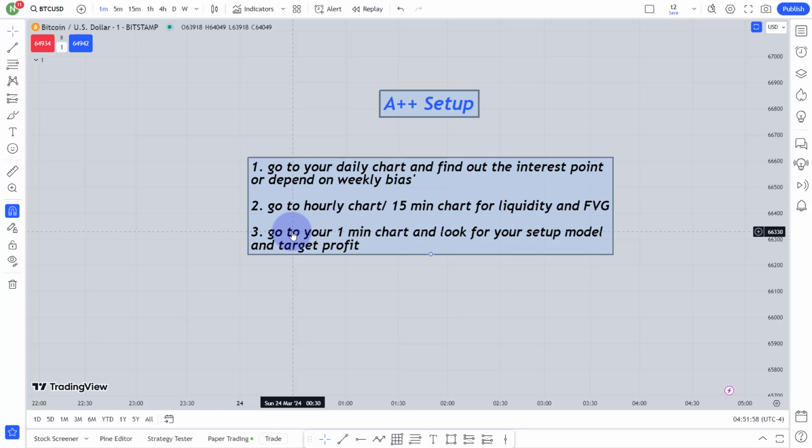Then everything is clear. When I'm inside this video, you will understand the best setup ever, which will work most of the time. You have to stay until the end of this video and trust me, I promise you everything will be changed. The way you look at the chart, the way you look for the setup, it's going to be changed forever. So I'll go with just three rules and I will go one by one.